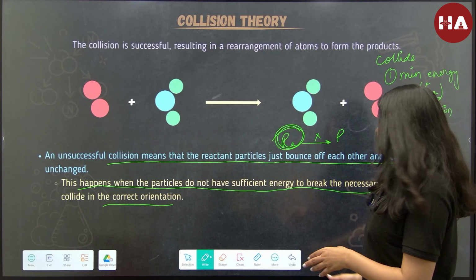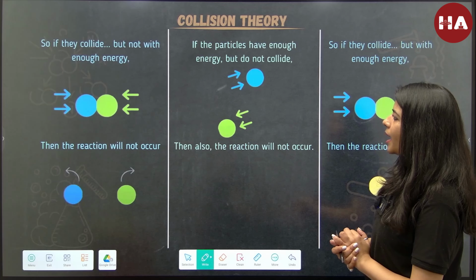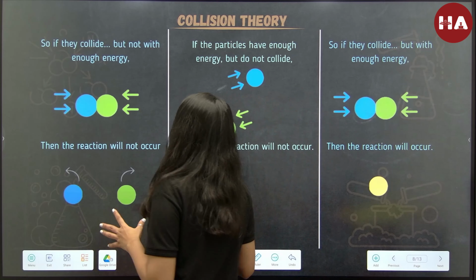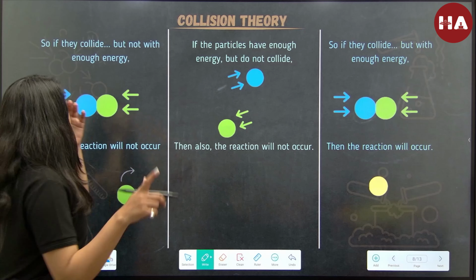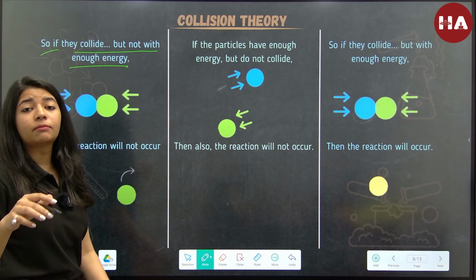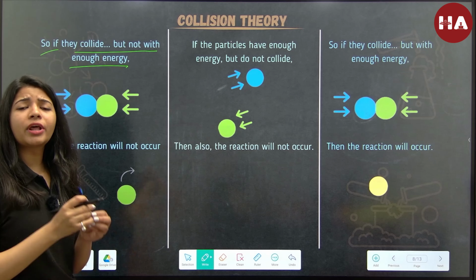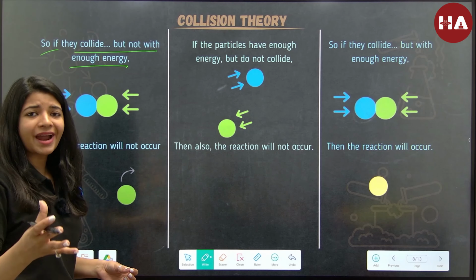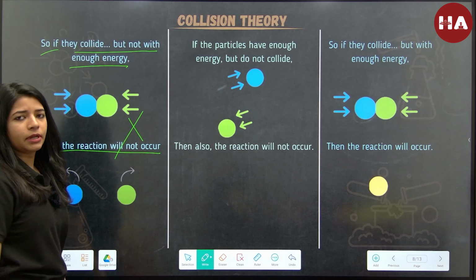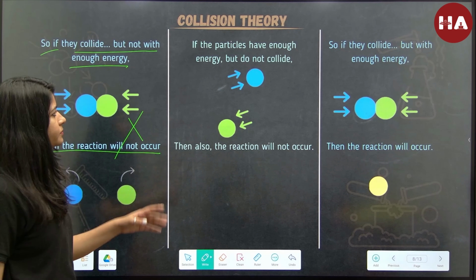Now let's talk about the 3 possible scenarios which can take place when 2 particles collide. So first is, if they collide but not with enough energy, meaning they are colliding but they do not have sufficient energy, which is activation energy, then what happens? Then the reaction will not take place, the reaction will not occur.